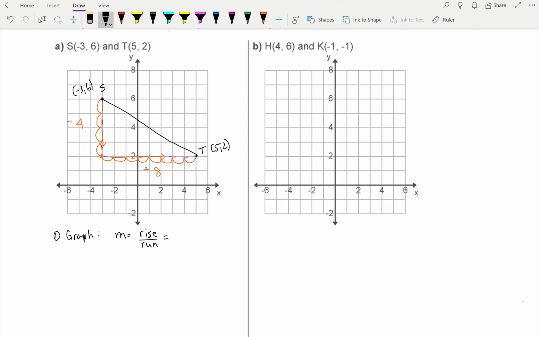So this is my rise. This is my run. My rise is -4 over my run, which is +8. Reduce my fraction, I get a slope of -1/2. All right, my second method is going to be the slope formula.